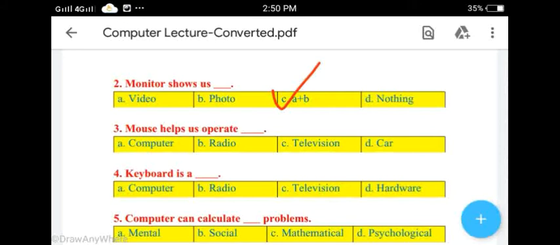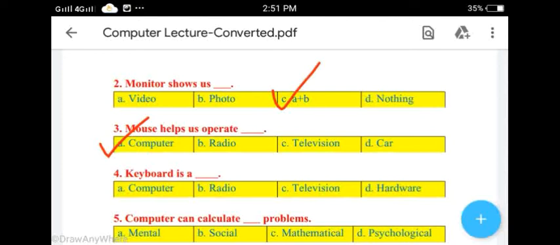Mouse helps us operate computer, radio, television, car. From our previous classes, we come to know that mouse helps us operate computer because mouse is a part of computer and it refers to indicate any written document in the screen of a computer. So we can put tick mark on A. So our correct answer is computer. Mouse helps us operate computer.